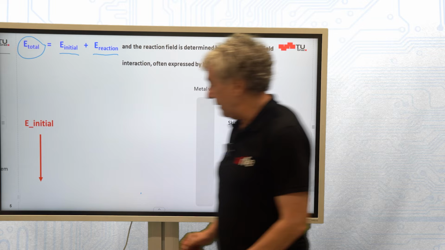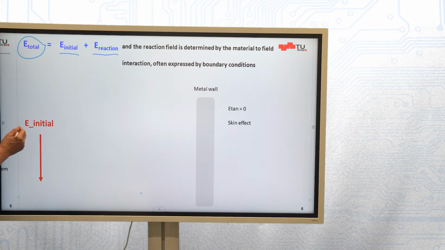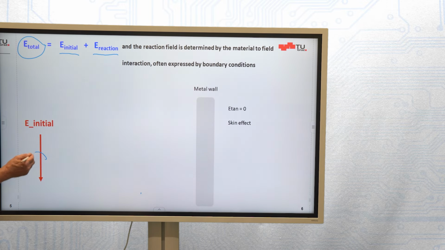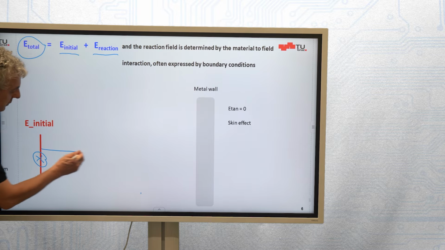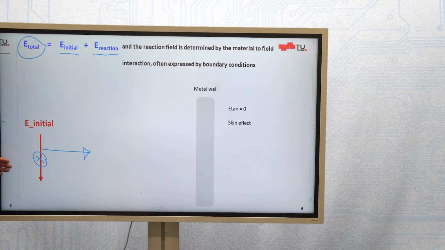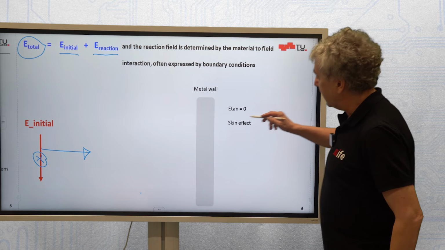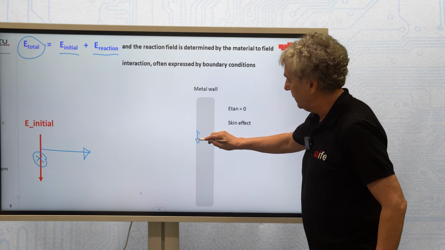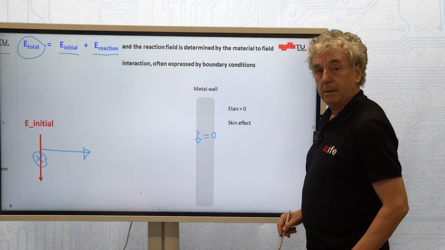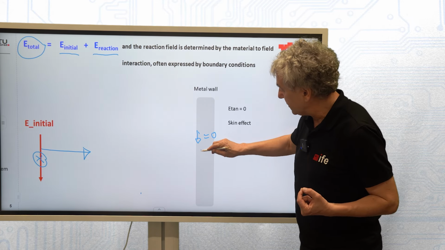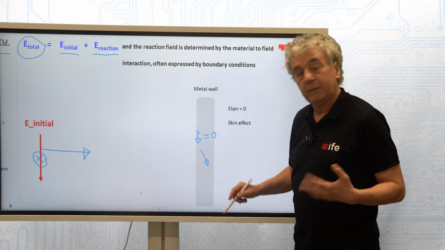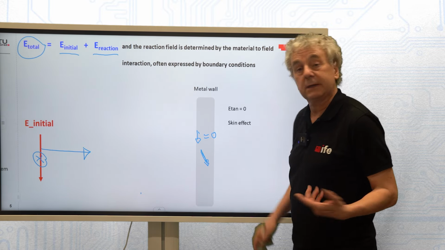Think about, we have a wave coming here, an electric field in this direction, and a magnetic field in this direction. This gives us a Poynting vector in this direction. So this gives us the energy flow in this direction. Now we have a metal wall here, and at the metal wall, the tangential electric field must be 0. Because if there would be an electric field inside the metal, then of course the charge carriers inside the metal would start moving.